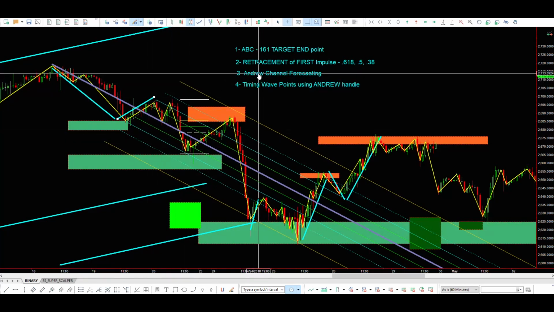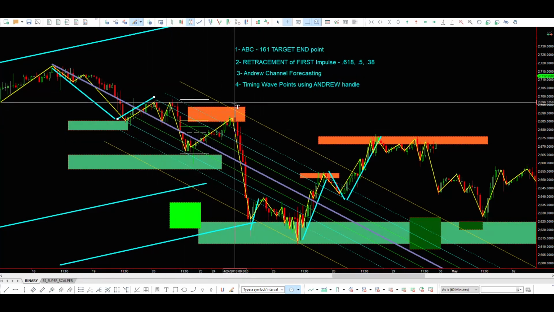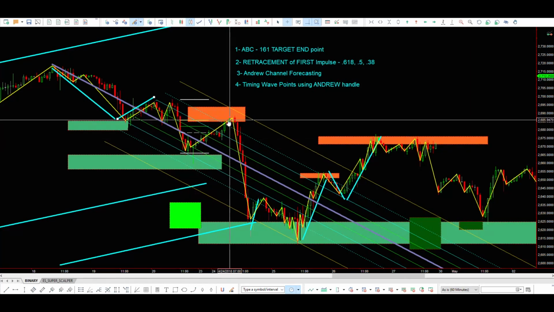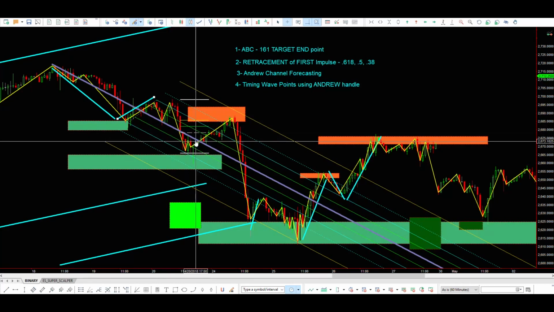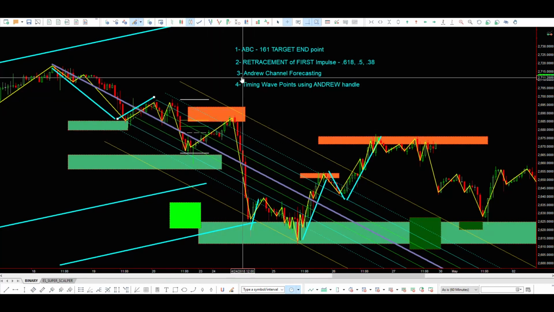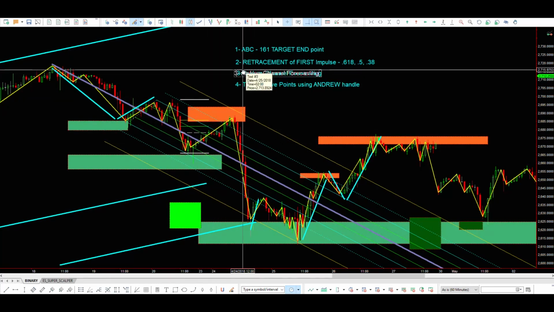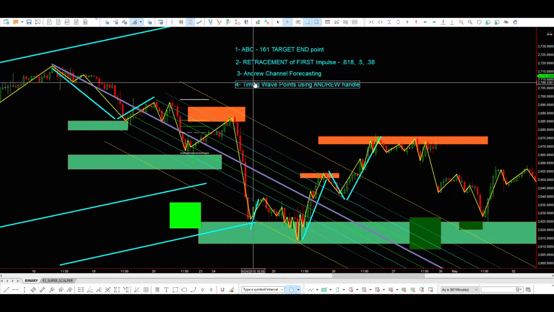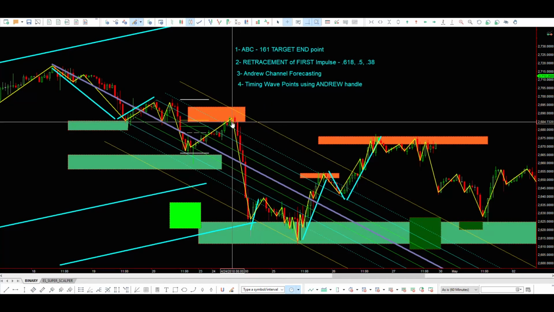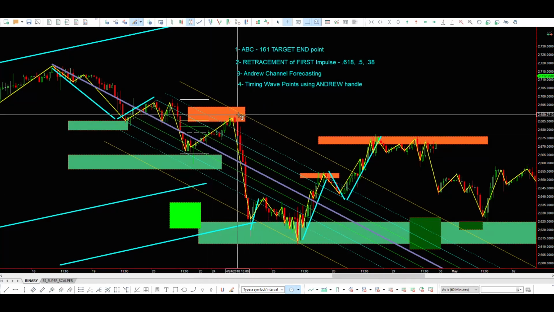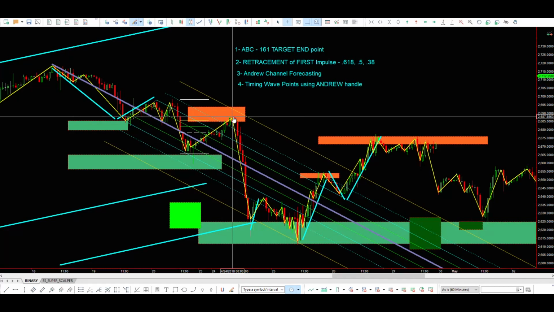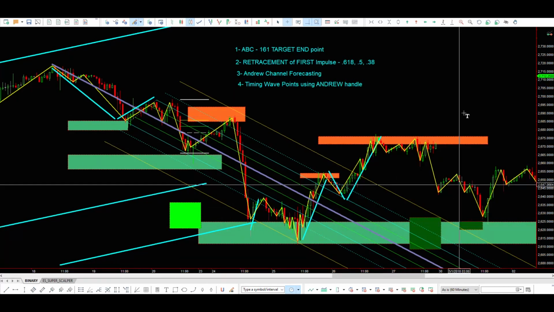All right, so Andrews channel, are we on the top or the bottom? On the top. How top are we at? 161. Dot dot dot is 161 extension away from the mean. Three things came together. Perfect. So what we do is high probability short. Three things come together.